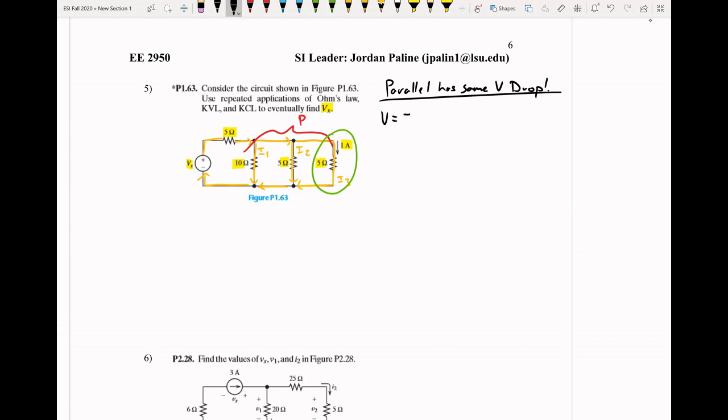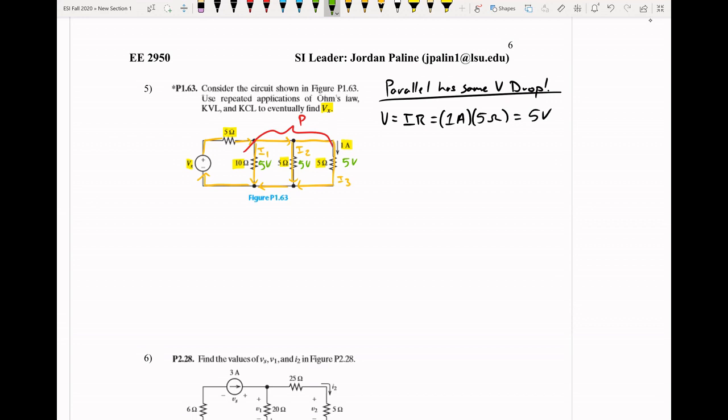V is equal to IR will tell us what the voltage is across that 5 ohm resistor. So we know it's 1 amp here, and we know that there's 5 ohms. So we have 5 volts here. Great. And since we know that there's 5 volts dropping here, and since this is in parallel and this is in parallel, that's all going to be 5 volts.